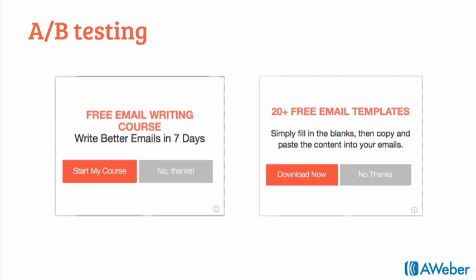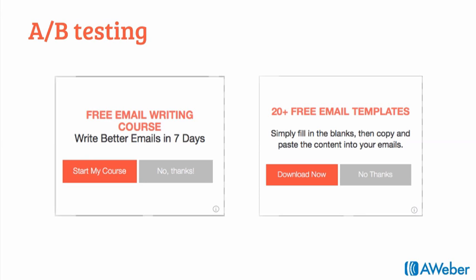If we look at the example on this slide, these are actually 2 forms that were used on the Aweber blog. They were promoting the same 7-day email course that we wanted visitors to subscribe to and opt into, but they're just promoting it differently. The one on the left is using benefit-focused language that talks about a free email writing course, write better emails in 7 days.